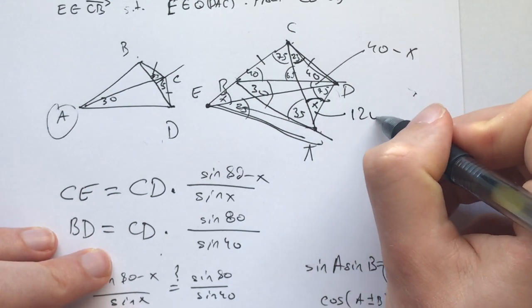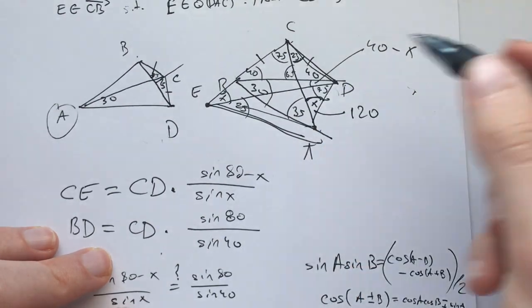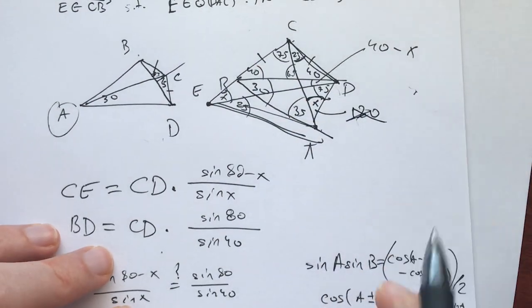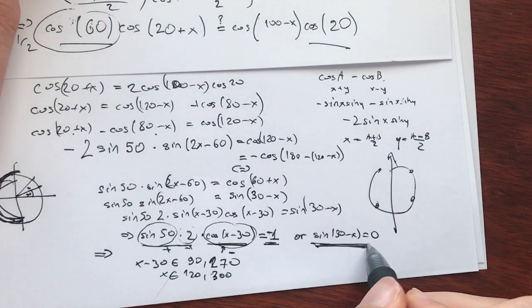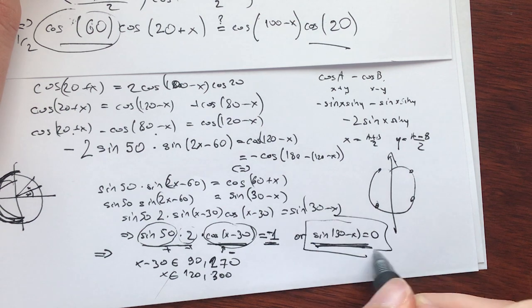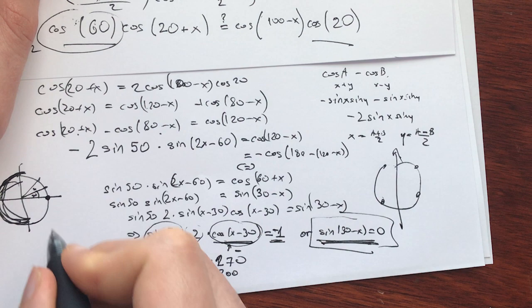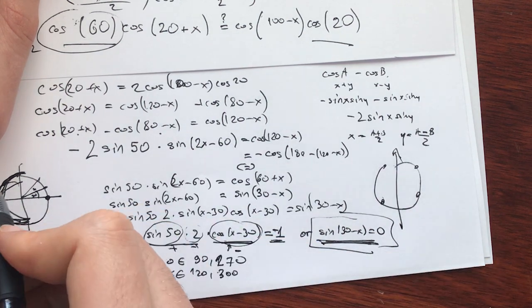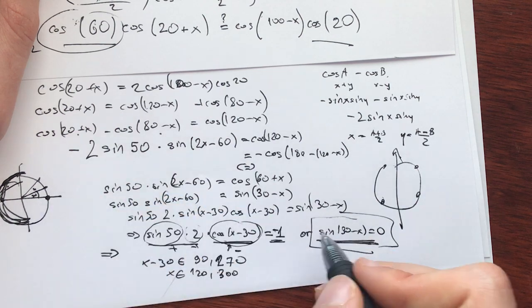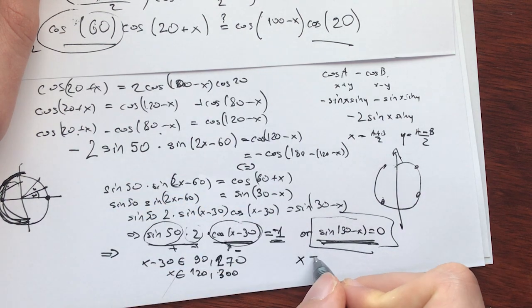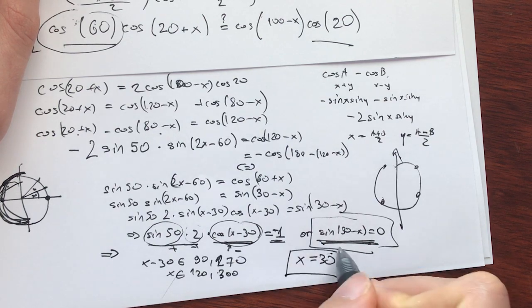So if this was 120, I think, yes, the sum of all the angles in this whole picture would be greater than 360. So this is probably false, which means that in all likelihood, we will have to prove that sine of 30 minus x is 0, and sine is 0 here and here. So either 30 minus x is 180, not likely, or 30 minus x is 0, which means that x is 30 degrees. And now with this, we know what our end goal is.